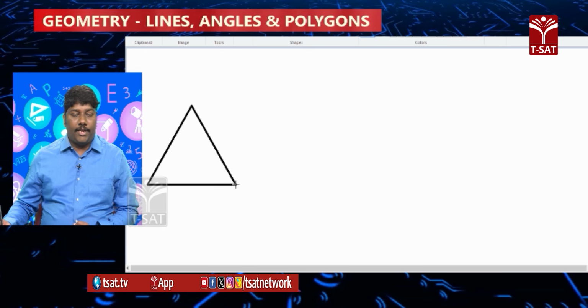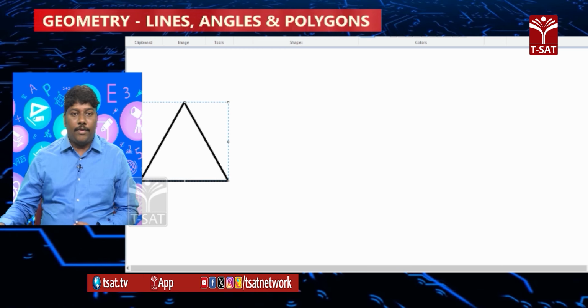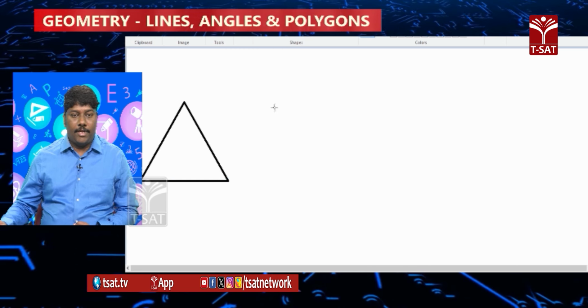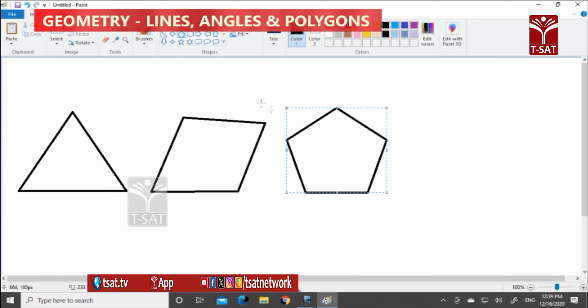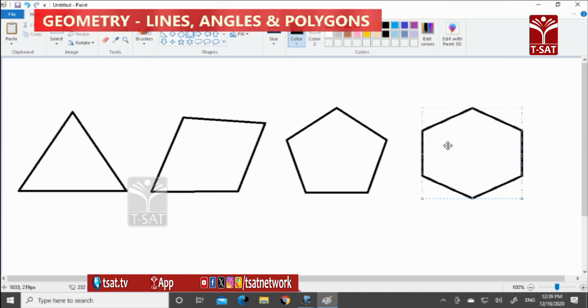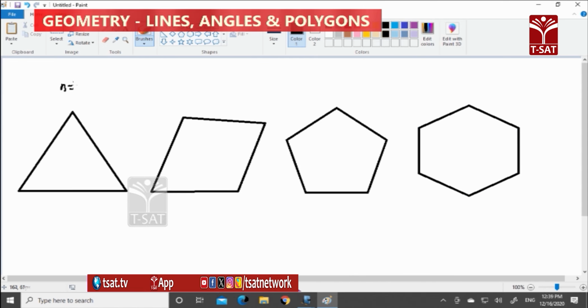So first we start with three-sided polygon, that is triangle. So let's take a triangle. This is a polygon with three sides. Then we'll go for a quadrilateral, that is a four-sided polygon. Then a pentagon. Then after a hexagon. In the previous class we have seen about triangles, and we know the sum of angles in a triangle is 180.